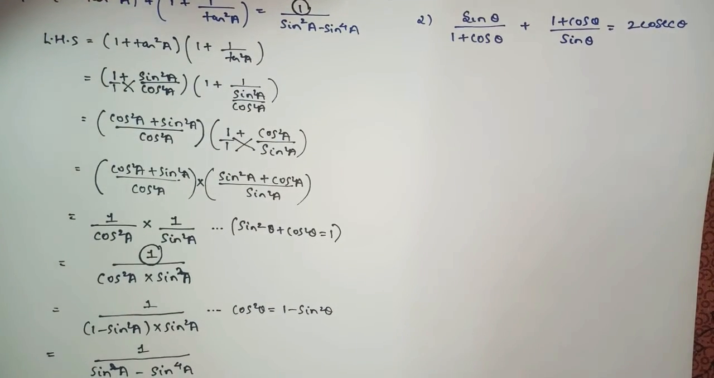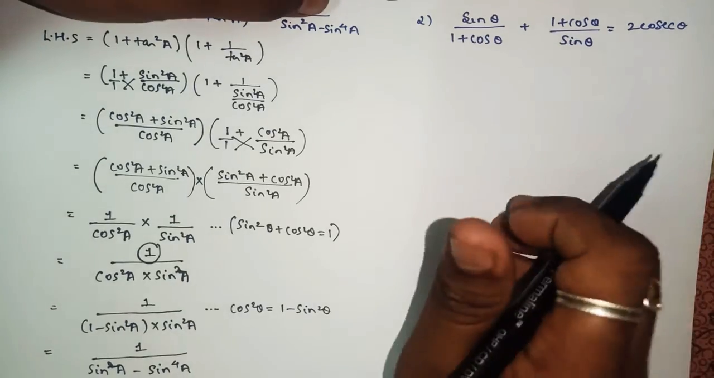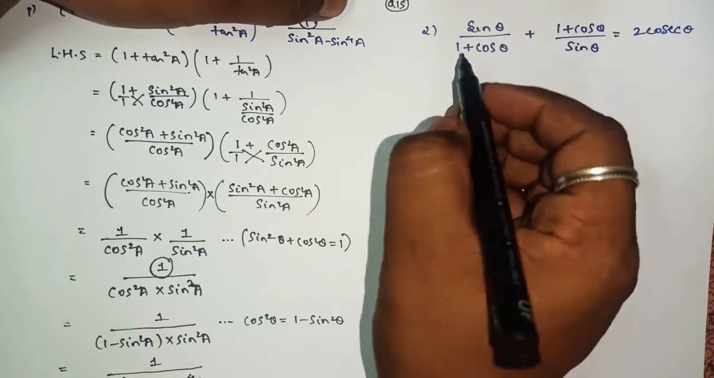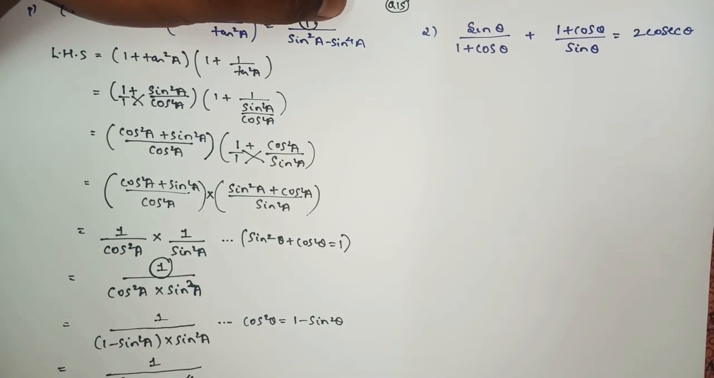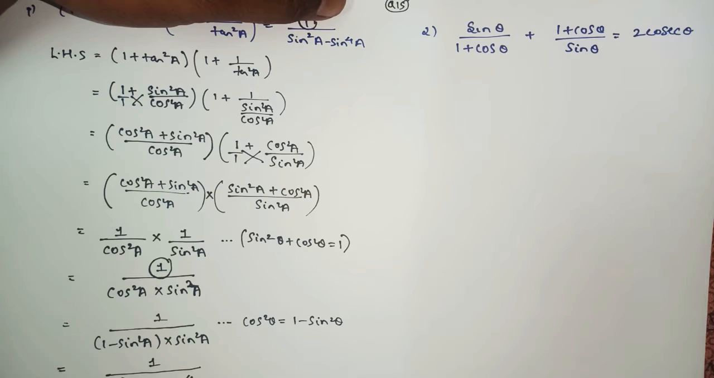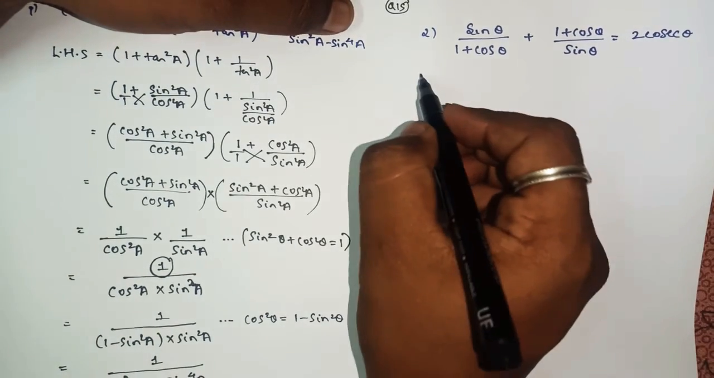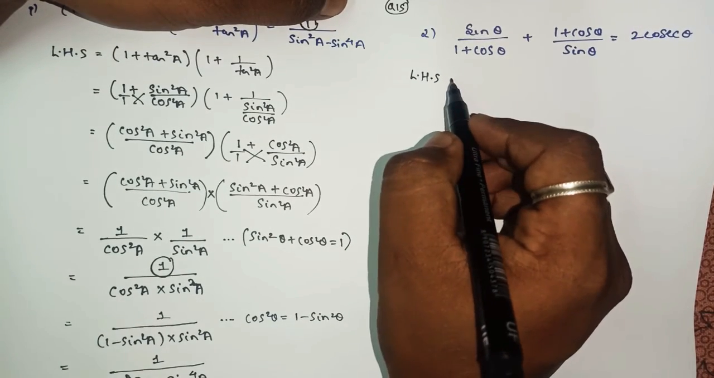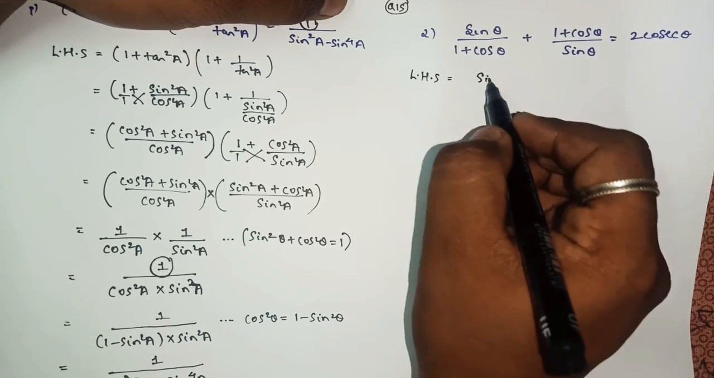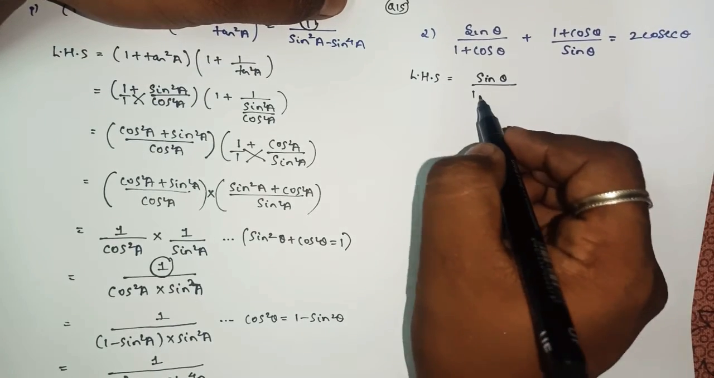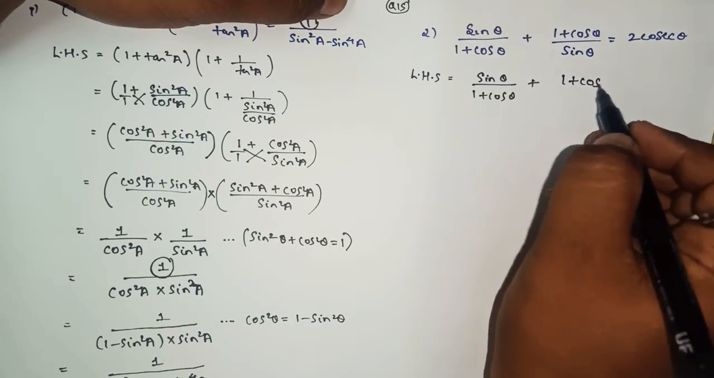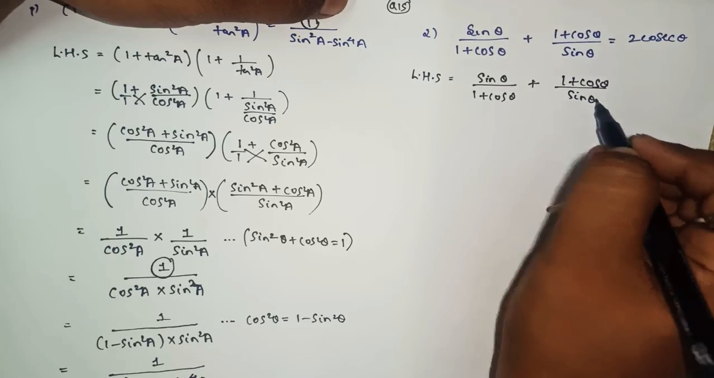Okay, so now let's move on to question number 2. Here in question number 2 it says that on the left hand side we have sine theta upon 1 plus cos theta, plus 1 plus cos theta upon sine theta, and you have to show that it is equal to 2 cosec theta. Again same, we'll take the left hand side. So the left hand side is sine theta upon 1 plus cos theta, plus 1 plus cos theta upon sine theta.